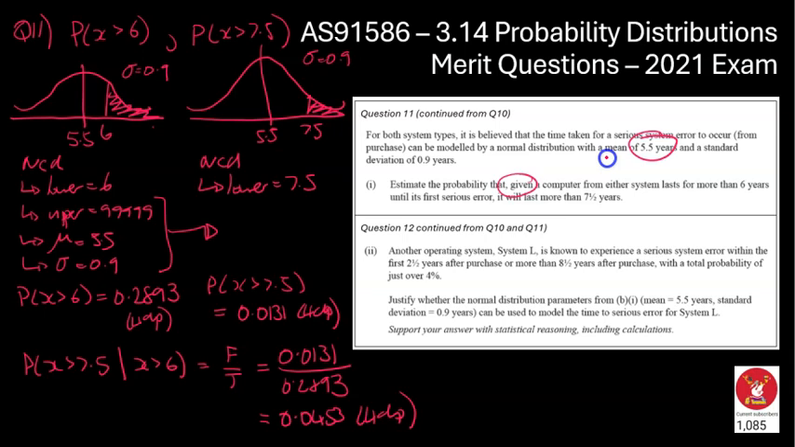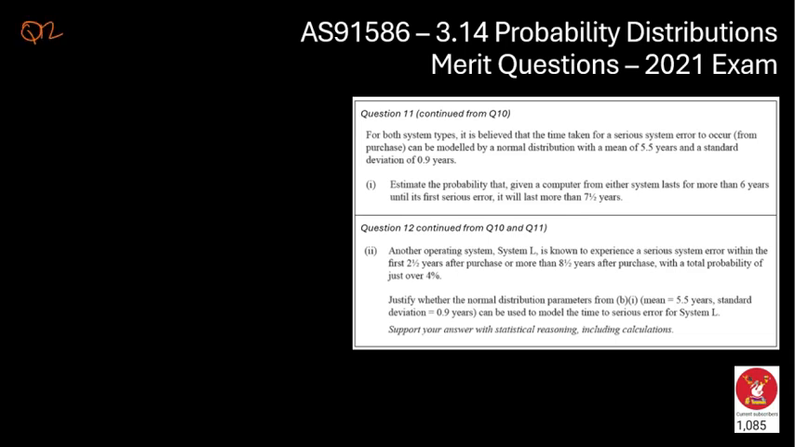So that's saying that if your computer lasted more than 6 years to have this computer issue, there's about a 4 or 5% chance that you'll actually get all the way to 7.5 years without having that. So we're up to the final merit question from this video.